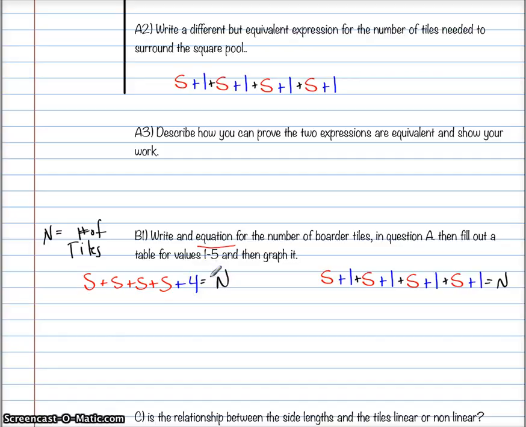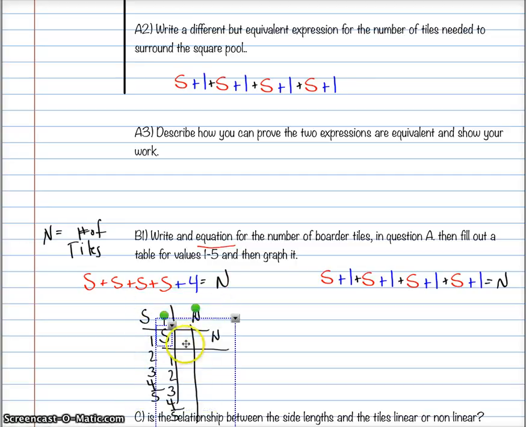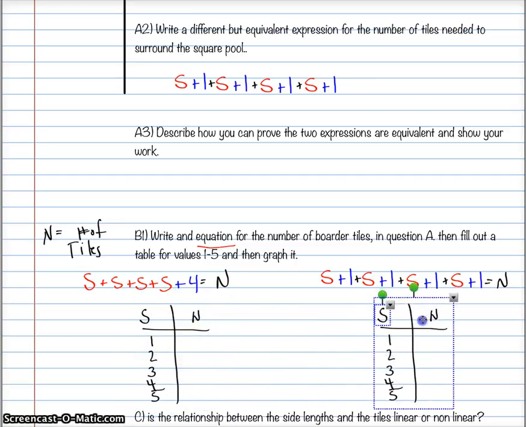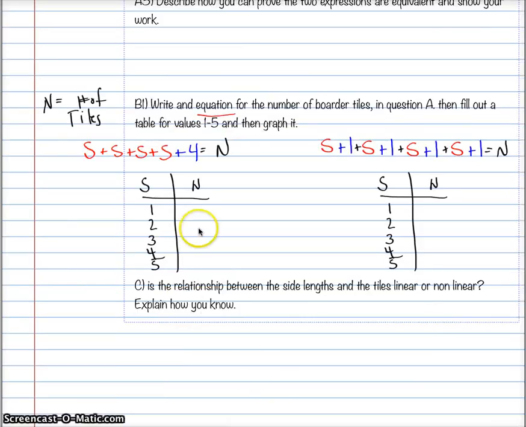It says write an equation, done, and it says make a table for the values of each side. So I'm going to make a table of values. I'm going to put the side length here and the number of tiles. So if the side length is 1, 2, 3, 4, and then 5. And then I'm going to again repeat this for this equation and see if I get anything different. I should be able to get the same thing. That's what equivalent expressions mean. So if S was 1, and I filled this out, 1 plus 1 plus 1 plus 1 plus 4 is 8.